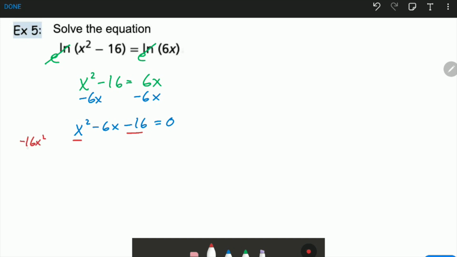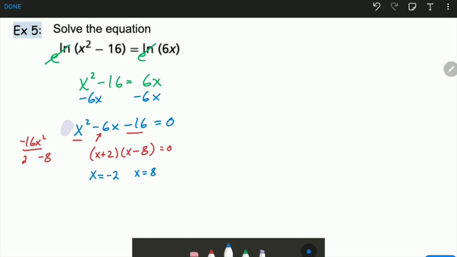Negative 16x squared. The combination of factors that adds up to be the middle term are going to be positive 2 and negative 8. Since we do not have a leading coefficient, we don't have to do all the factoring by grouping steps, and we'll jump straight to the factors of x plus 2 and x minus 8. And if x plus 2 and x minus 8 are our factors, then the roots are x equals negative 2 and x equals positive 8.